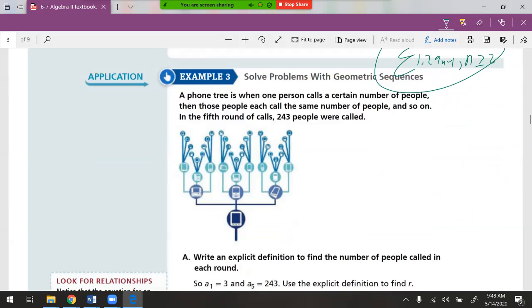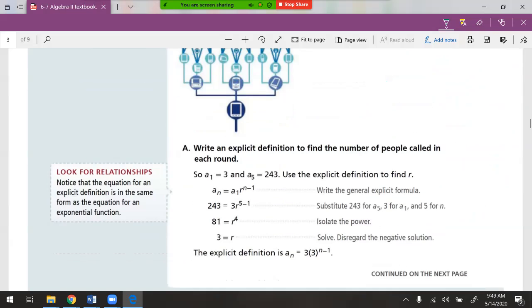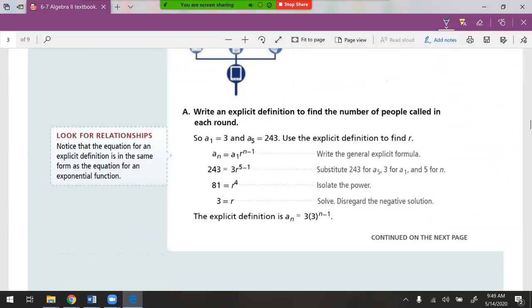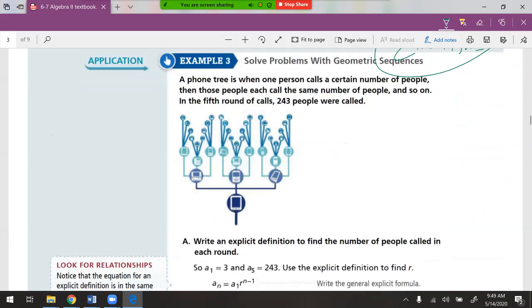A phone tree is when one person calls a certain number of people, then those people each call the same number of people, and so on. In the 5th round of calls, 243 people were called. Write an explicit definition to find the number of people called in each round. Well, we know the first number is 3, because we're starting off with 3.